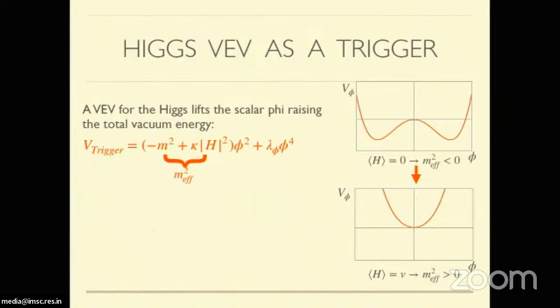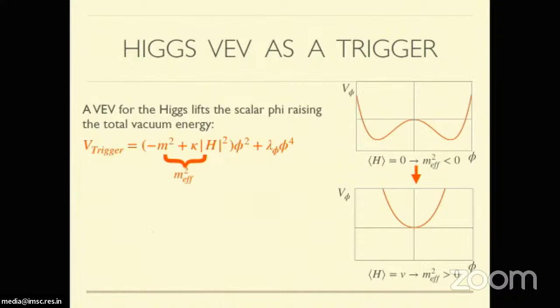And then as soon as the Higgs gets a wave, you go from this to this, and you raise the vacuum energy of this scalar. So you raise the vacuum energy if the Higgs gets a wave. Now, of course, you don't raise it beyond a certain value. You just sit here after.